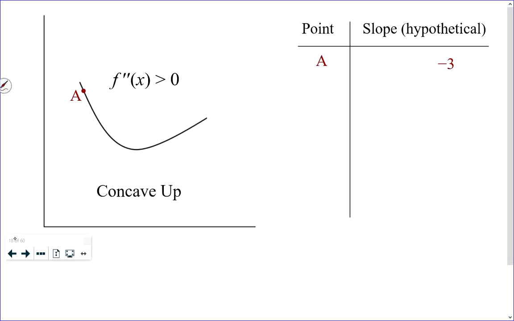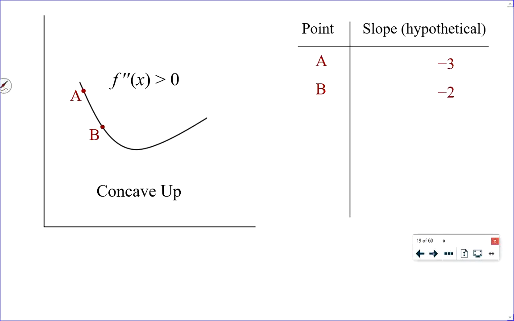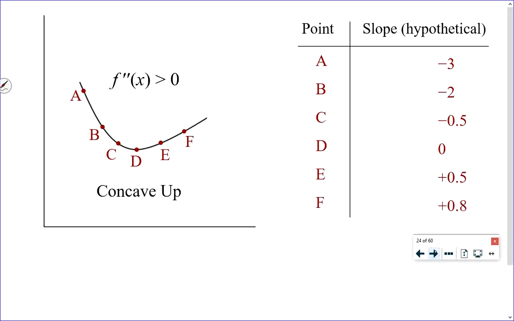And if I were to look at the slope at a different point, say B, I think you would agree that it's still negative, but the magnitude of the slope is not as great. It might be -2. And we know, of course, that at point C, it would be even shallower, but still negative. And at point D, it would be a horizontal tangent, so the slope would be 0. Then it might be 0.5, then it might be 0.8. Do you get my drift here? These are 6 hypothetical slopes.